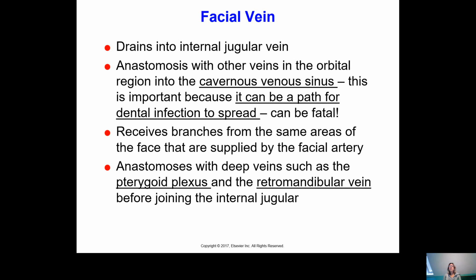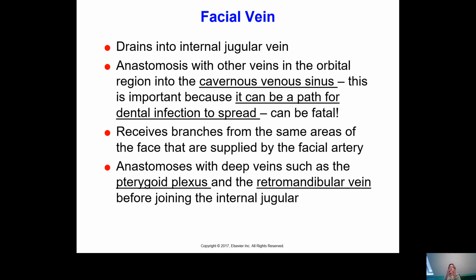The facial vein drains into the internal jugular vein, anastomosing with other veins in the orbital region into the cavernous venous sinus. This is important because it can be the path for dental infection to spread, and it can be very fatal. It drains into the internal jugular vein and the cavernous venous sinus. It receives branches from the same areas of the face that are supplied by the facial artery, and anastomoses with deep veins such as the pterygoid plexus and the retromandibular vein before joining the internal jugular.